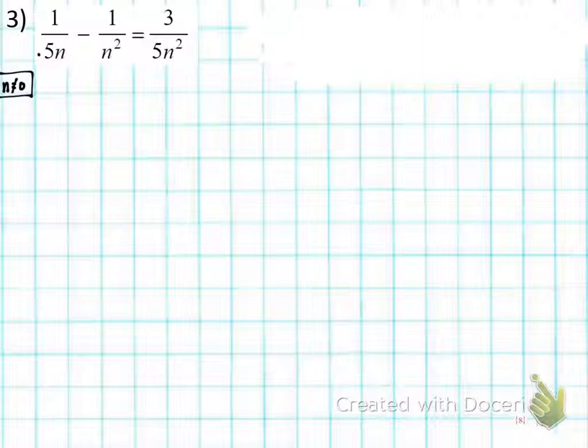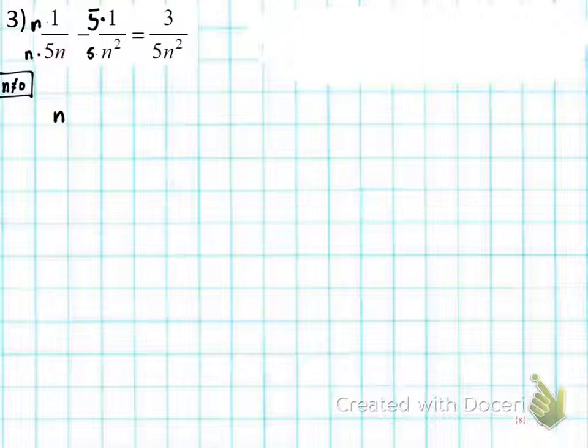We have two fractions. We only want one fraction, right? So do we have a common denominator? No. What's our common denominator I could have between 5n and n squared? 5n squared, good. So what should I multiply 5n by? N, good. What should I multiply n squared by? Good. So let's do that. Let's write those in.